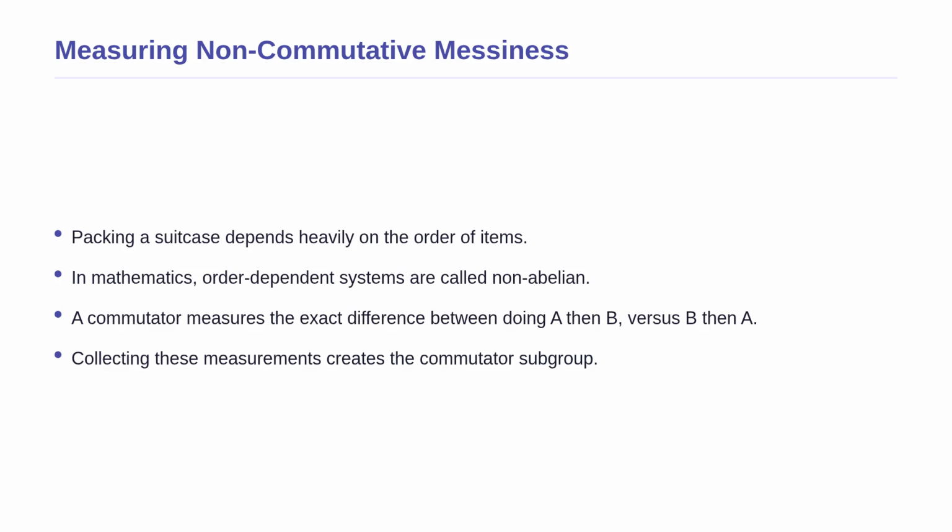Now that we know our goal, let us think about packing a suitcase. If you pack heavy shoes first and delicate clothes second, the result is very different than doing it in reverse. In mathematics, when the order of operations changes the outcome, we call the system non-abelian. But how do we measure exactly how much the order matters? We use a mathematical tool called a commutator. It captures the exact messiness or difference between doing action A then B versus B then A. By collecting all these individual measurements into one mathematical bag, we create what is known as the commutator subgroup.